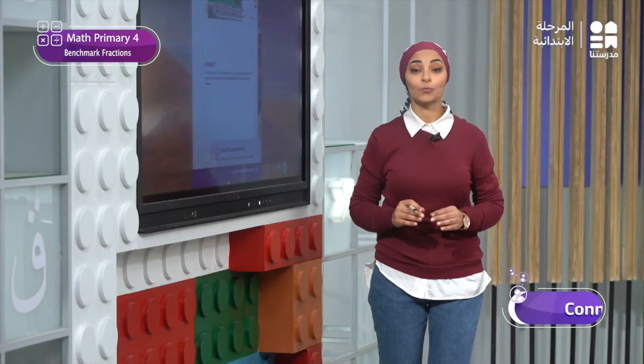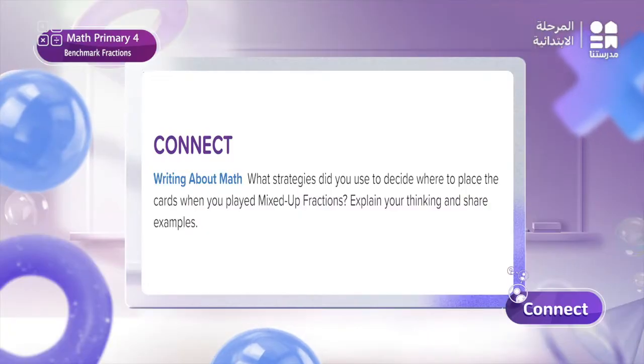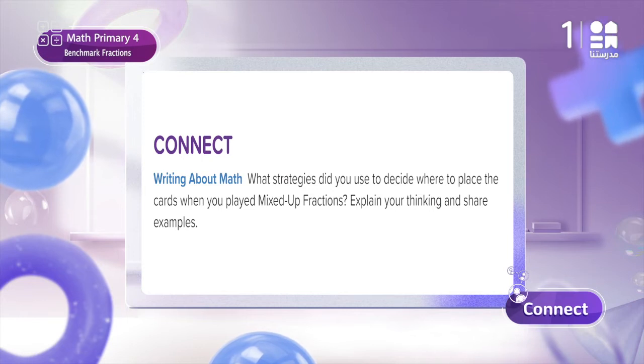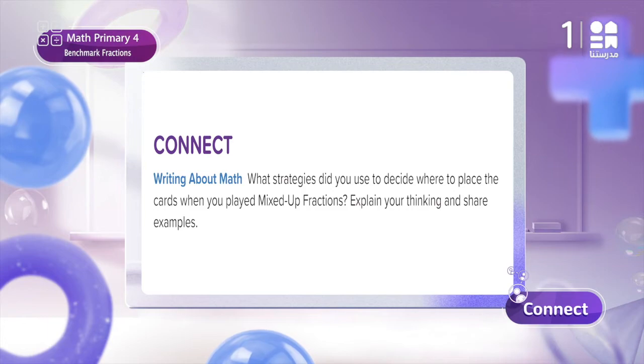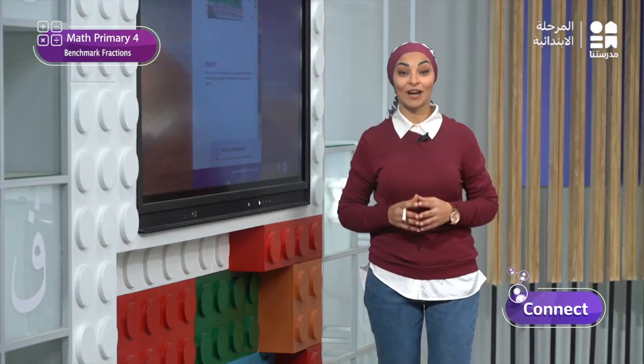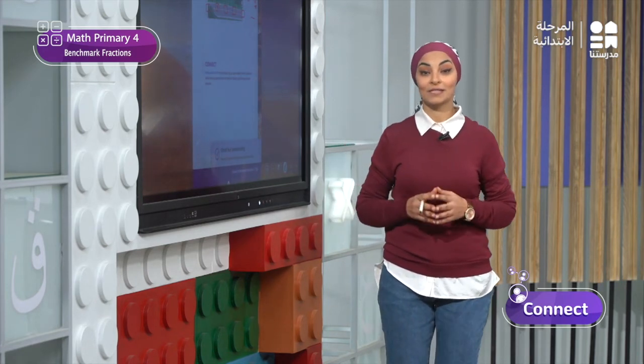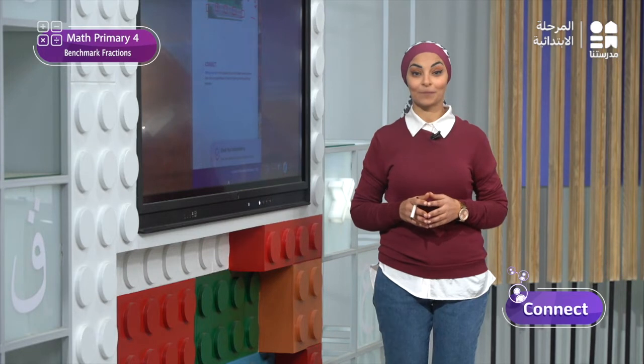Okay, يبقى now let's start the connect part on page 39 in your school book. Here we are asked مطلوب مننا to explain the strategies and methods we use to find the equivalent fractions of the benchmark fractions. This is what we will do when playing the mixed up fraction game. But first let's find out how to play this game. هقول لكم هنلعب الجيم دي ازاي.